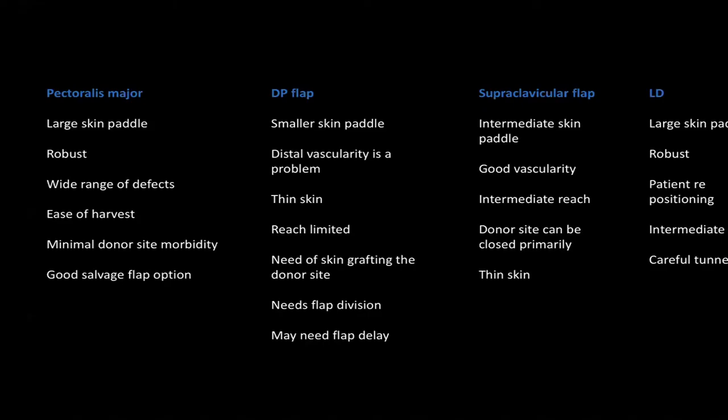The supraclavicular flap has an intermediate skin paddle availability between the DP and the pectoralis, and good vascularity. I would say the reach is slightly better than the DP flap, but still intermediate. The donor site can be closed primarily, and it's usually thin, hairless skin. The LD has the same profile as the pectoralis major, a large skin paddle, robust, but you need patient repositioning. It can reach quite easily up to the ear for auricular defects, and you have to be careful about the tunneling, especially when the pectoralis major is still intact.